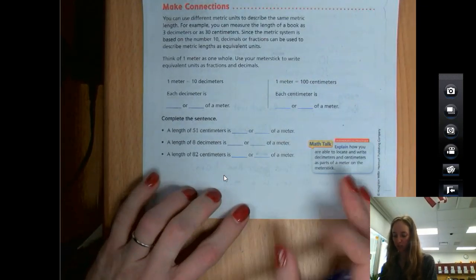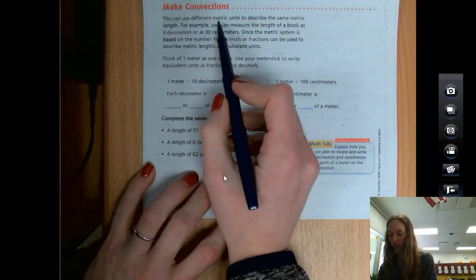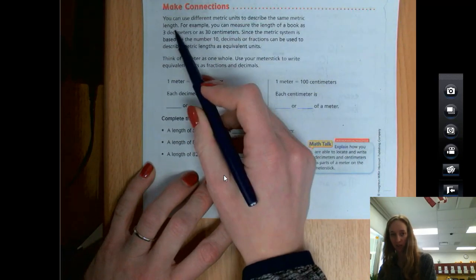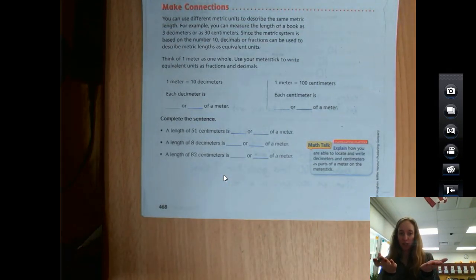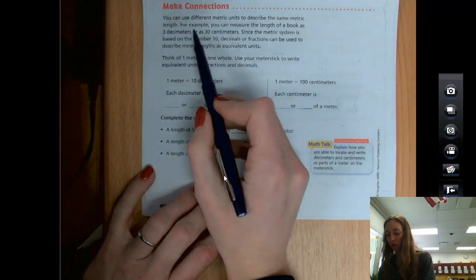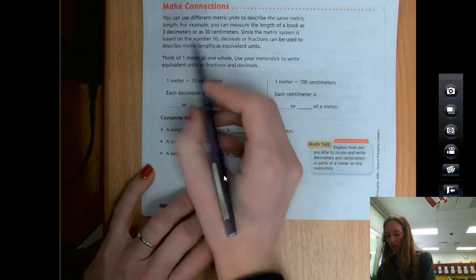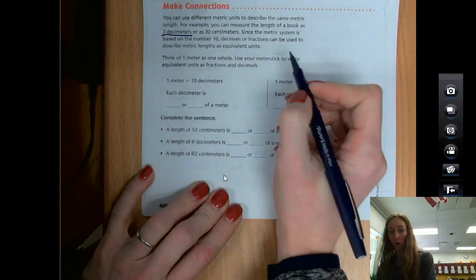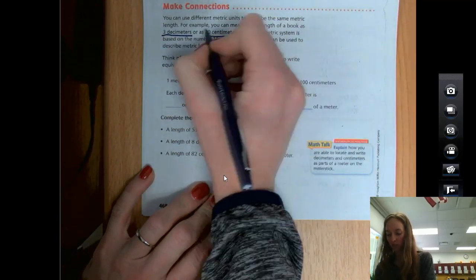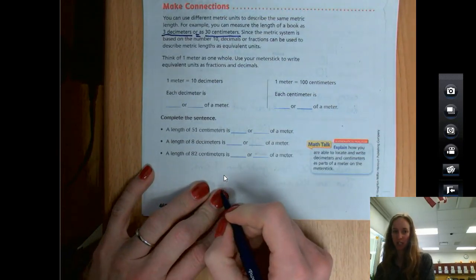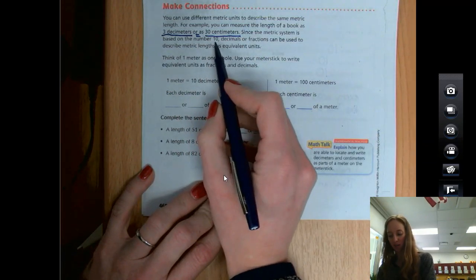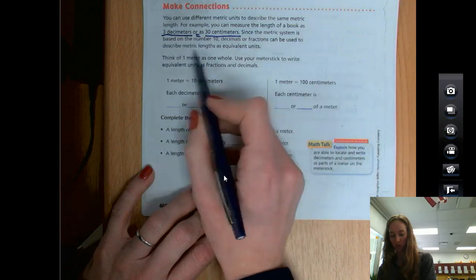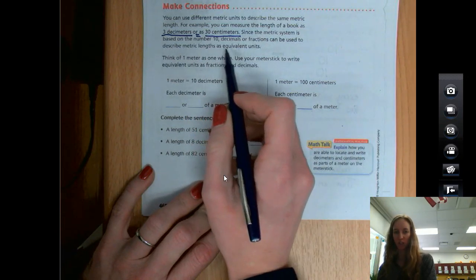Now here we're going to start to use that chart. You can use different metric units to describe the same metric length. You could have two different units and make them equal. For example, you can measure the length of a book as 3 decimeters or 30 centimeters, meaning those are equal. 3 decimeters is the same as 30 centimeters. Since the metric system is based on the number 10, decimals or fractions can be used to describe metric lengths as equivalent units.